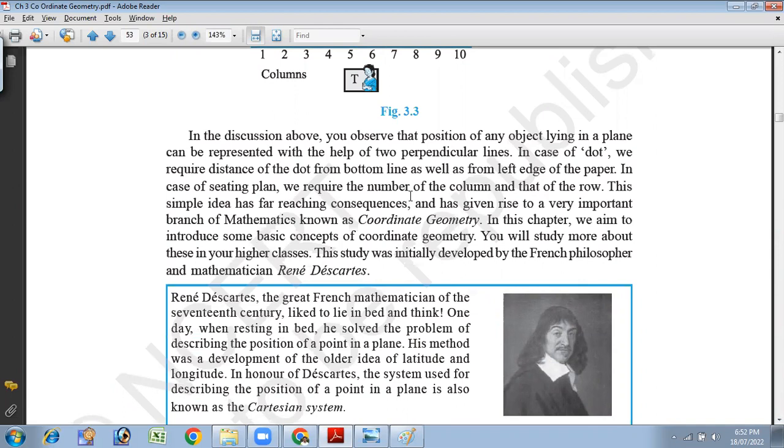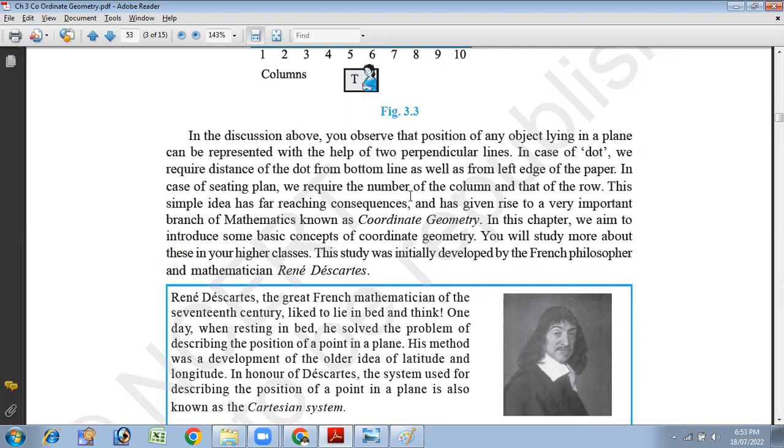In this discussion above, you observe that position of any object lying in a plane can be represented with the help of 2 perpendicular lines. Means any information we can represent by 2 perpendicular lines. In case of dot, we require distance of the dot from bottom line as well as from the left edge of the paper. In the case of sitting plan also, what we require? The number of column and that of the rows.